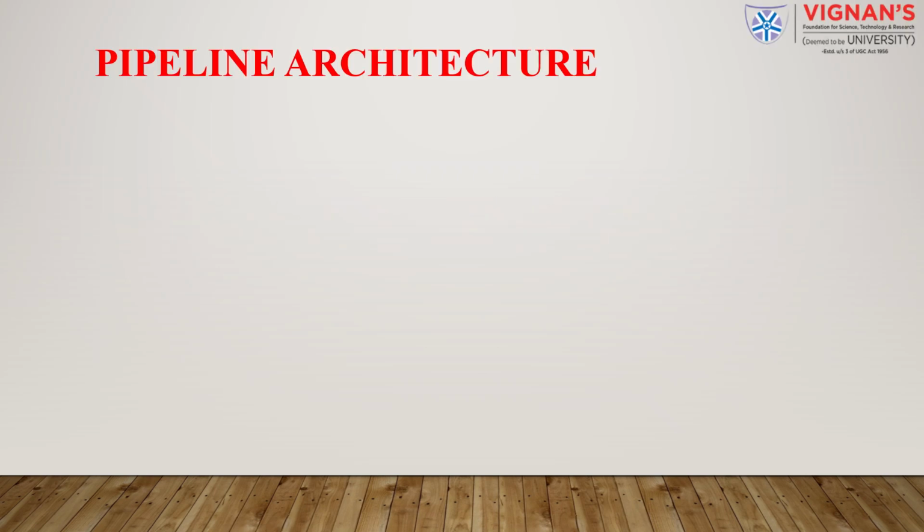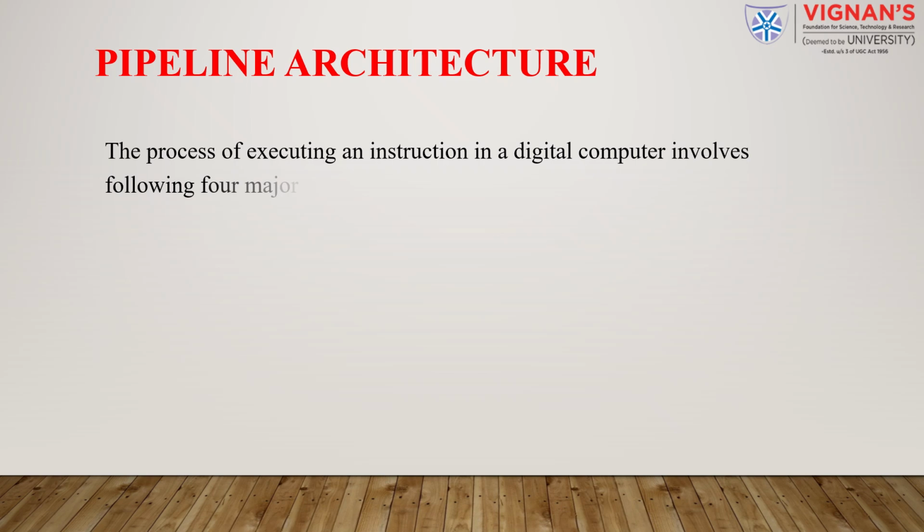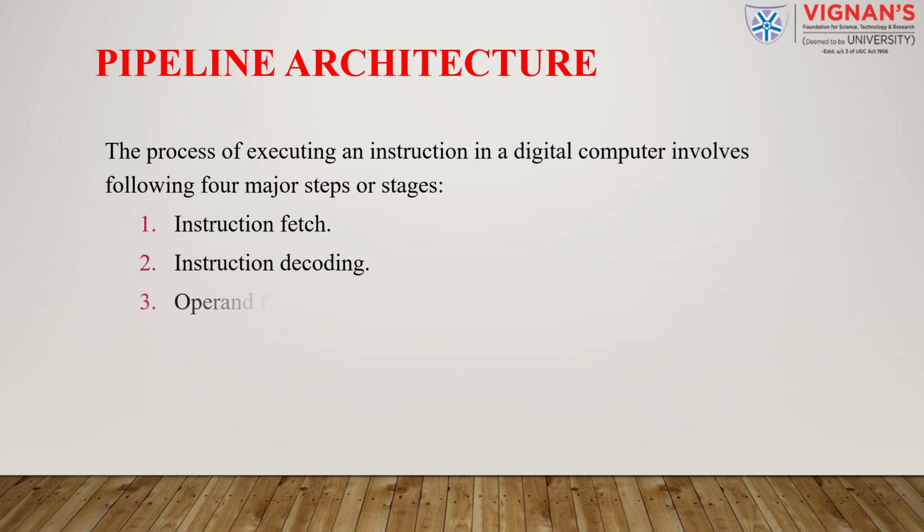To understand pipelining, we first need to understand the lifecycle of a single instruction. The process of executing an instruction in a digital computer is not instantaneous. It involves following 4 major steps or stages. 1. Instruction fetch, getting the order. 2. Instruction decoding, understanding what the order means. 3. Operand fetch, getting the data needed for the order. 4. Execution, actually performing the task.